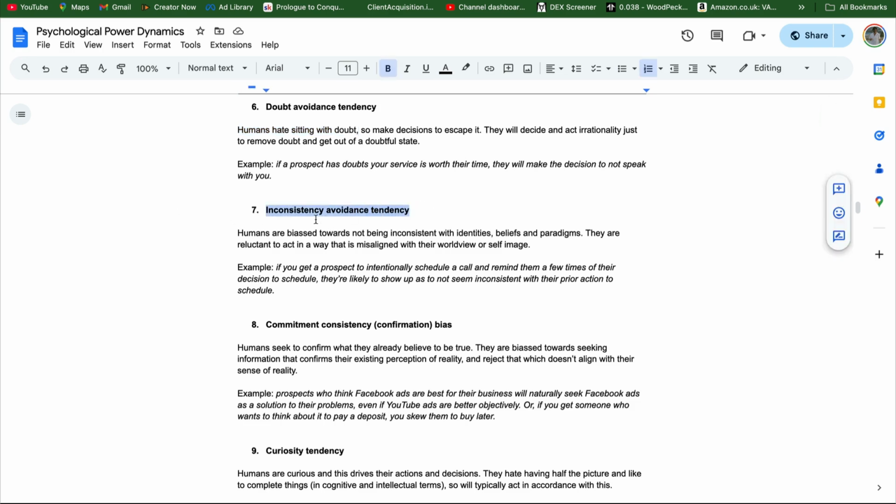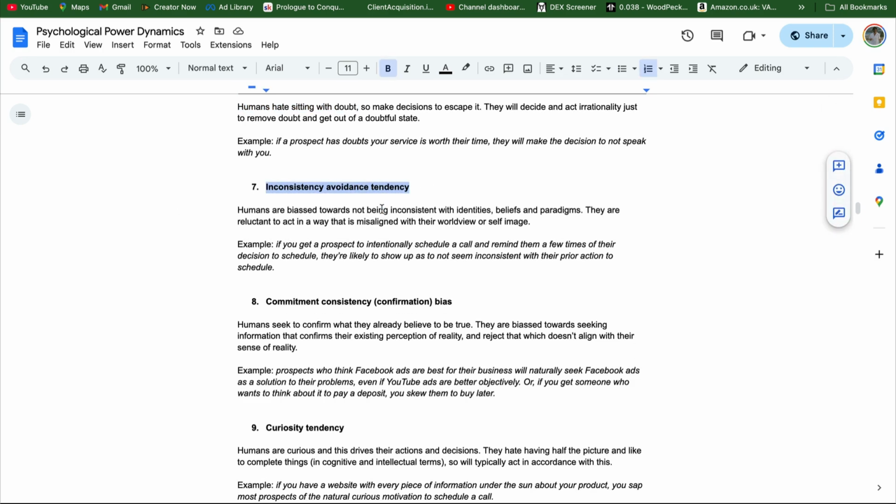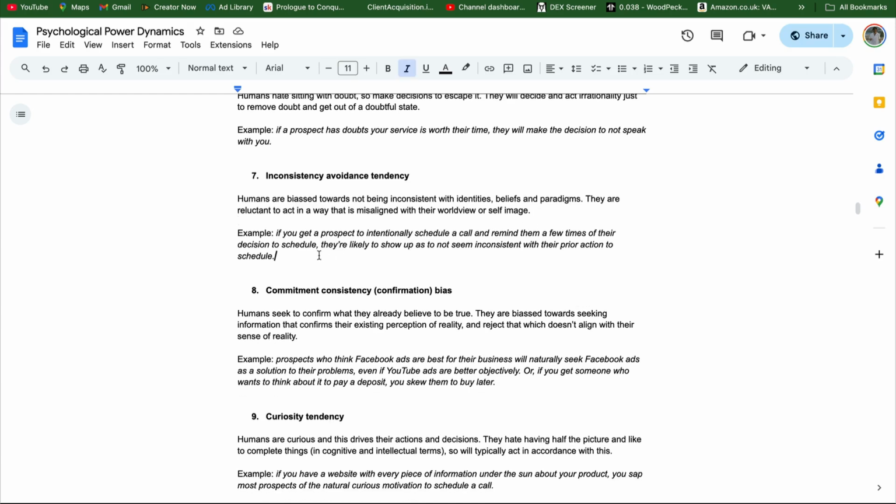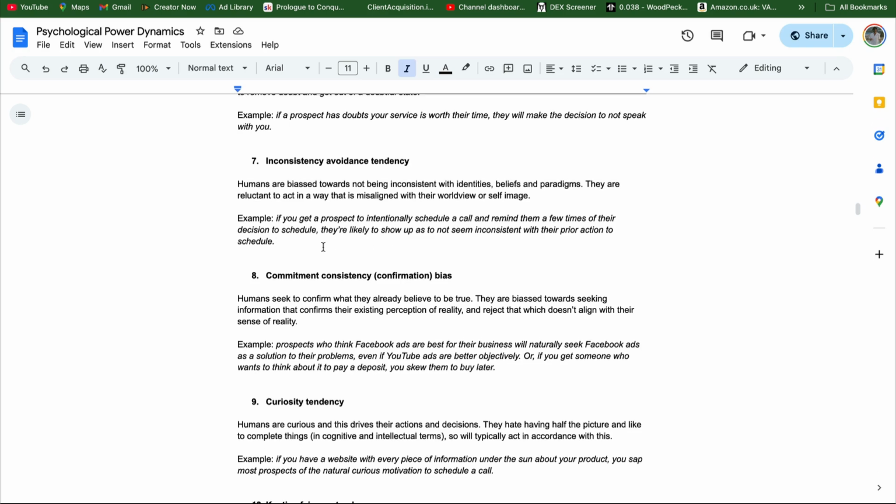Now, 7th heuristic is inconsistency avoidance tendency. Humans are biased towards not being inconsistent with identities, beliefs, and paradigms. They are reluctant to act in a way that is misaligned with their worldview or self-image. Example, if you get a prospect to intentionally schedule a call and remind them a few times of their decision to schedule, they're likely to show up as to not seem inconsistent with their prior action to schedule, right?